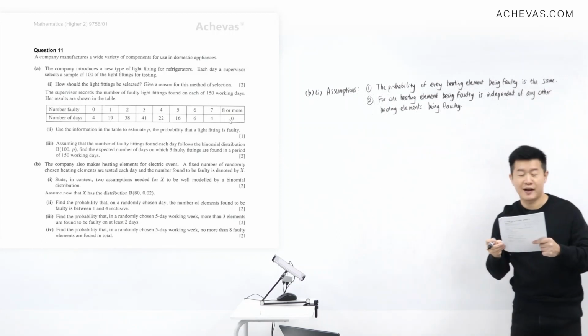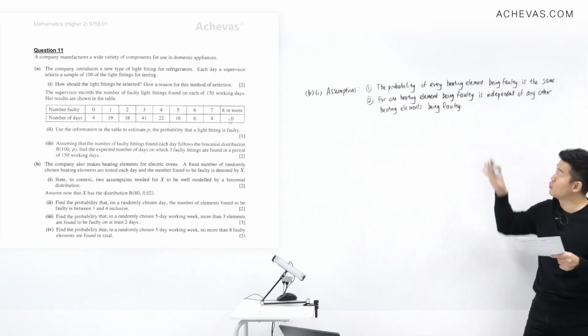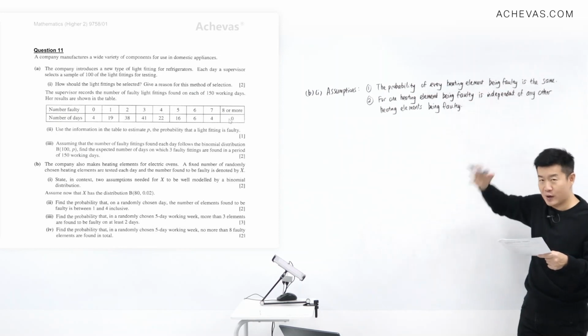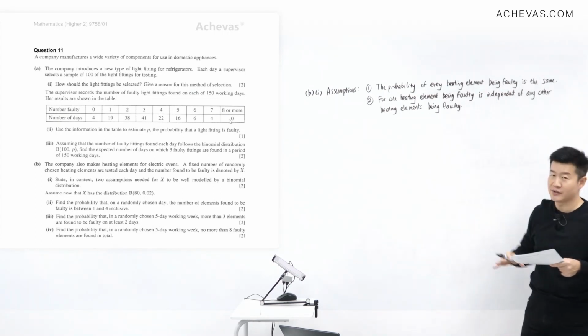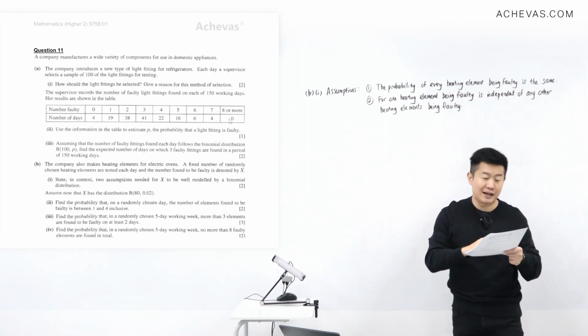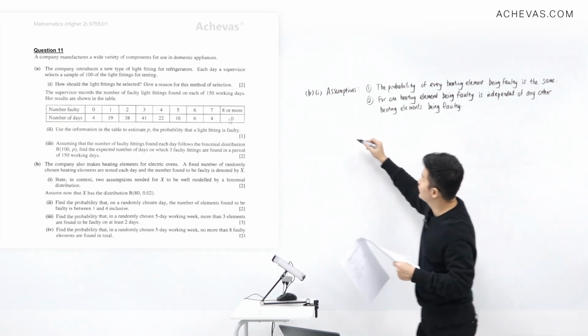Okay, part 1 requires us to give the assumptions such that the distribution is going to follow a binomial distribution. So we are quoting two. One is when the probability remains the same from one event to another event. The other one is that one event is going to be independent of another event occurring. So this is for part 1. Let's take a look at part 2.